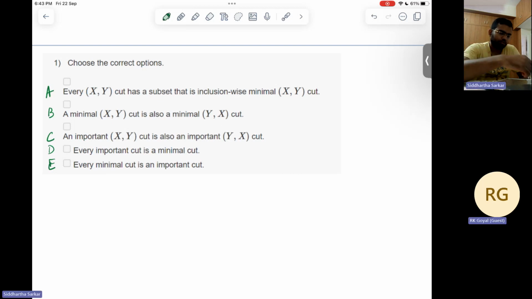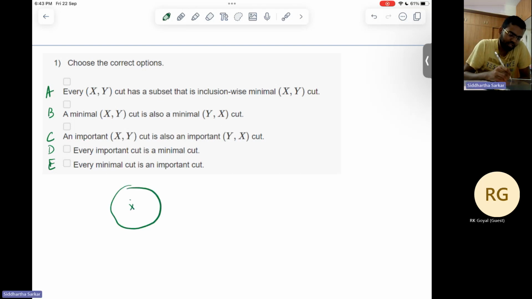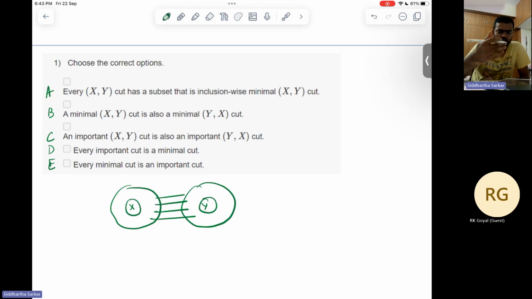The thing is, if x comma y is a cut, let us say this is x and this is the component of x, and this is y, the component of y, and some edges are going between the component of x and the component of y. Therefore, if you remove these edges, then x and y will become disconnected. So if it is a cut, then for sure it disconnects x and y, but whether it is a minimal cut or not, we do not know.